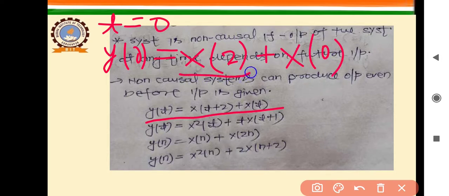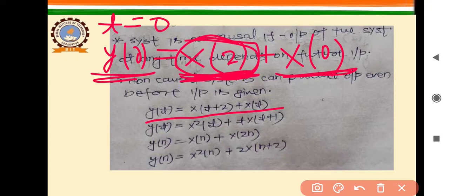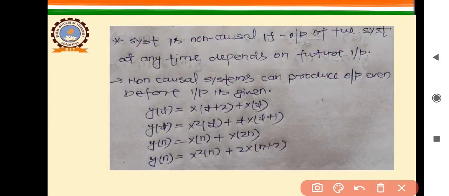Here x of 2 for the output y of 0 is the future input, and x of 0 is the present input. It means that the output is dependent on the future as well as the present value of the input. Because the output is dependent on the future value of the input also, the given system is a non-causal system.